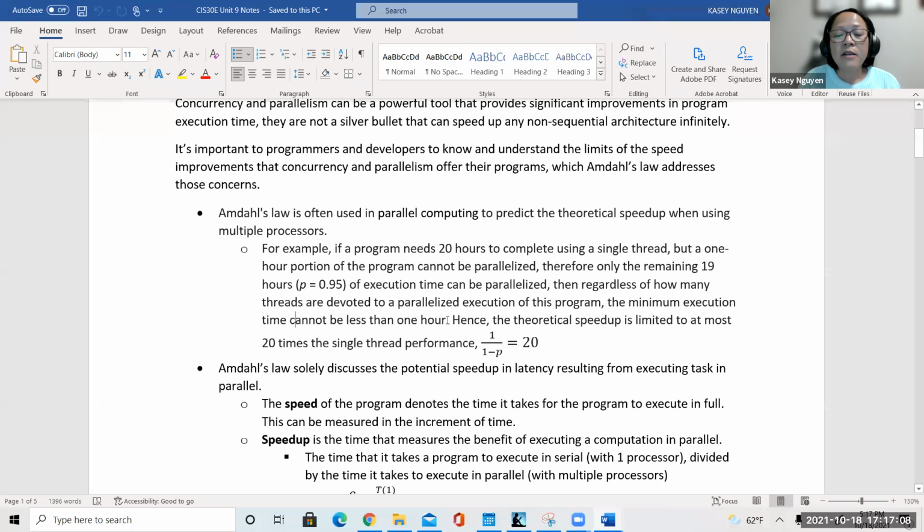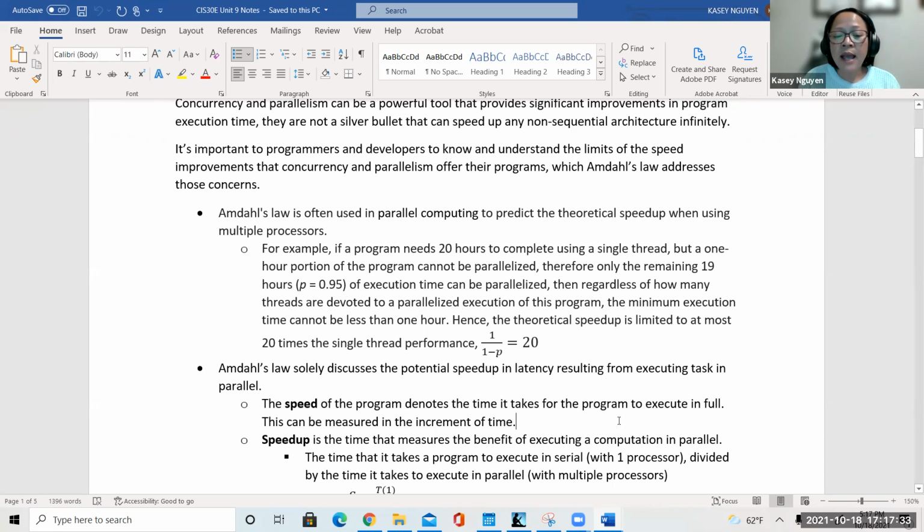Okay. So our limit would be that it's going to be 1 over 1 minus p, which is going to be 20. So we know that it takes 20 hours to really run that program. 1 hour of that 20 hours is going to be sequential, and the other 19 can be parallelized. Okay.